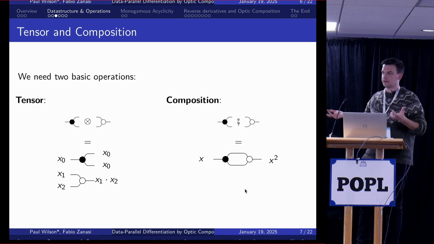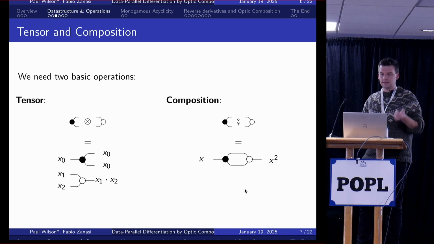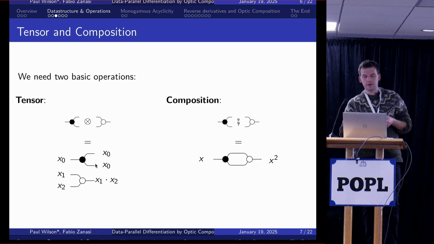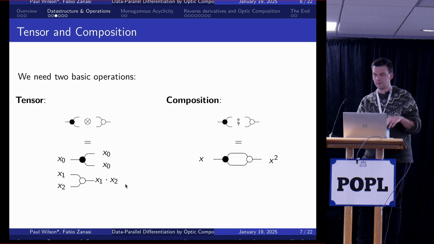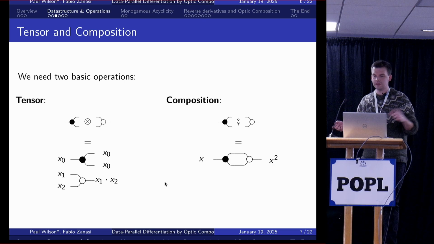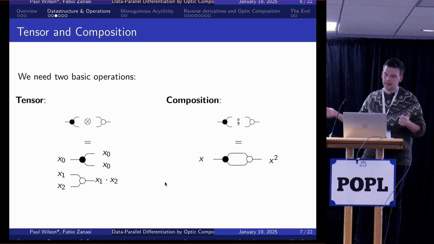Now we need 2 operations on it for it to form a category. We need tensor and composition. Tensor is just stacking, right? So if we stack copy over multiply, we get something like this, which copies its first input and multiplies its second 2 inputs. And then composition is you feed the outputs of one thing into the inputs of the other.